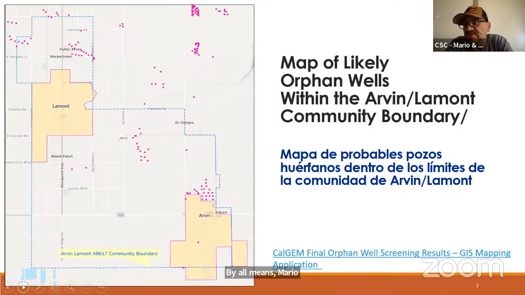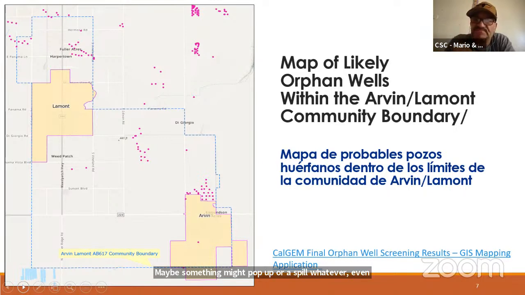I got this question. Like these wells, they are abandoned. They abandoned them. Who takes responsibility of those wells? The state does, or the person who owns the well? Maybe something might pop up or a spill or whatever. Even though they got plugs, they sometimes explode out.